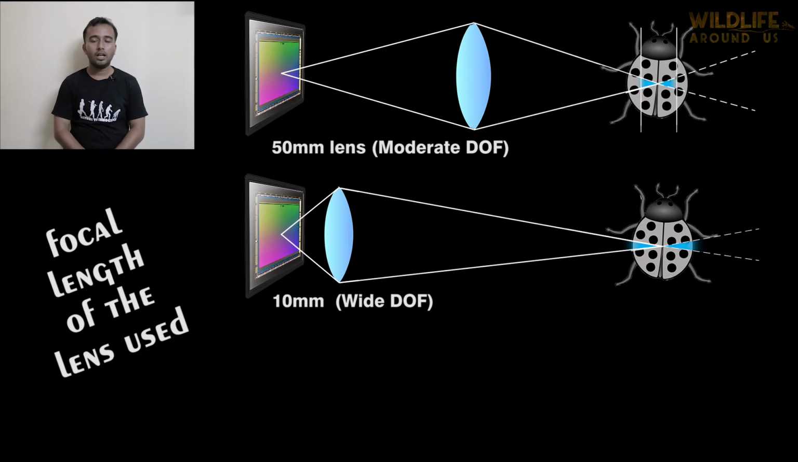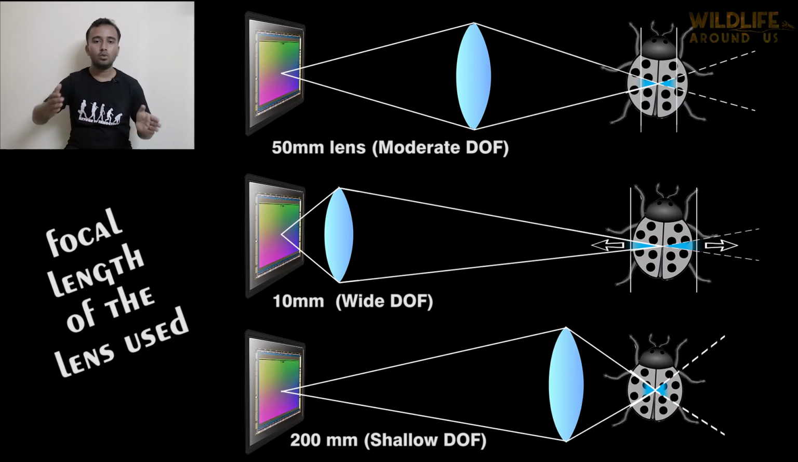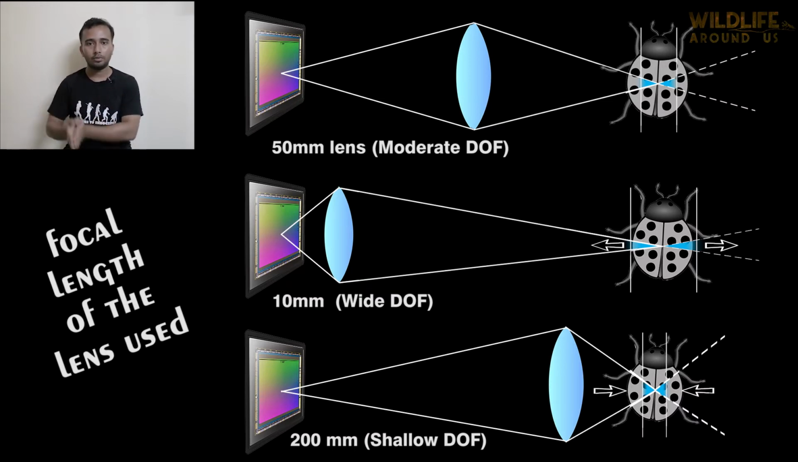Then we are using a lens with a much wider focal length, say 10mm. Now see, the area in focus is getting squeezed outwards, or we are getting a much wider or bigger depth of field. Then we are changing the lens from a wider focal length to a much longer focal length, say 200mm. Now what happens? The area in focus is getting squeezed inwards, or we are getting a shallower depth of field. So this is the second method, where using a shorter focal length will give you a wider depth of field, and using a longer focal length will give you a shallower depth of field.